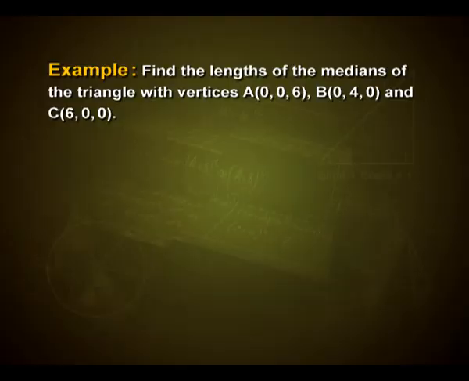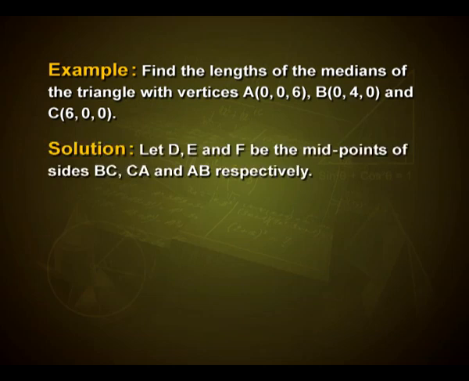Let us look into one more example here. Find the lengths of the medians of the triangle with vertices A (0, 0, 6), B (0, 4, 0) and C (6, 0, 0). Let D, E and F be the midpoints of the sides BC, CA and AB respectively. As we know, the medians divide the side on which they fall.